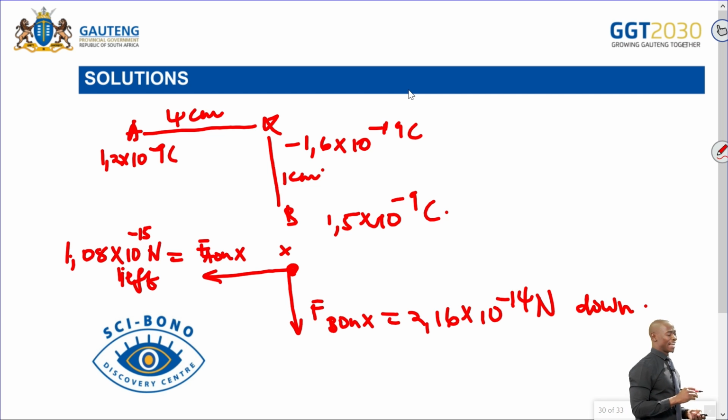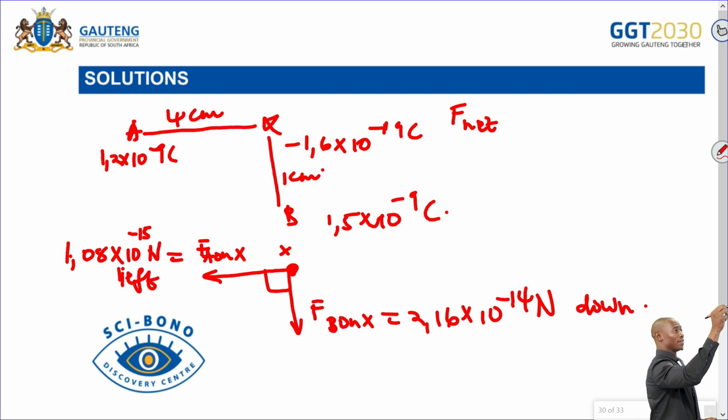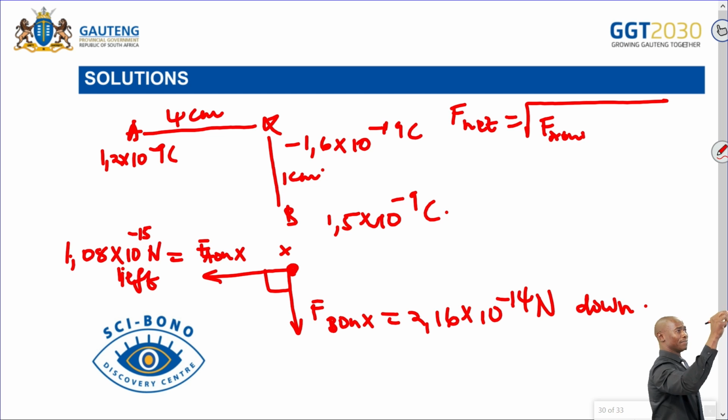So if they're looking for the electrostatic force here, you cannot use the same method as before, right? For forces at right angles, or perpendicular forces, or forces in 2 dimension, we have to use Pythagoras theorem to get F net here. So F net will be equal to the square root of F A on X plus F B on X, all squared, right?